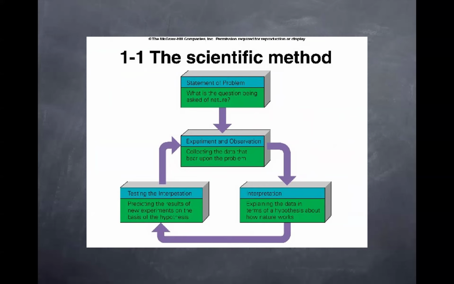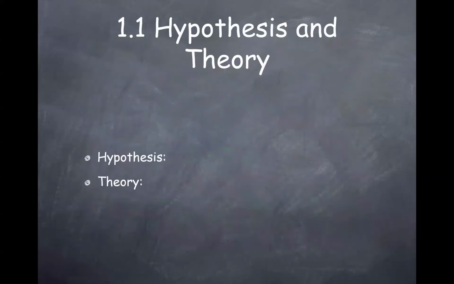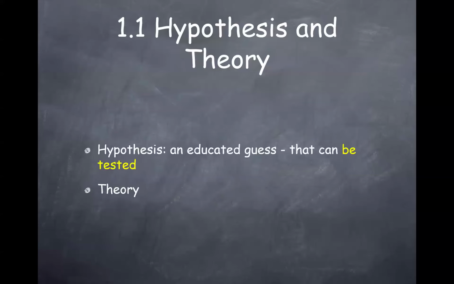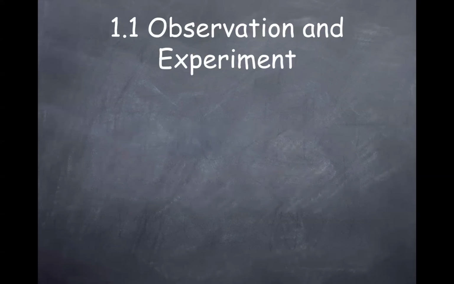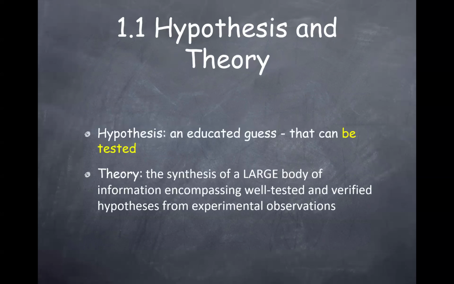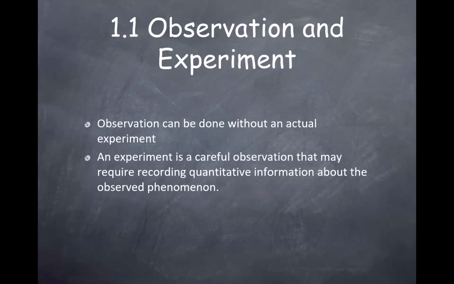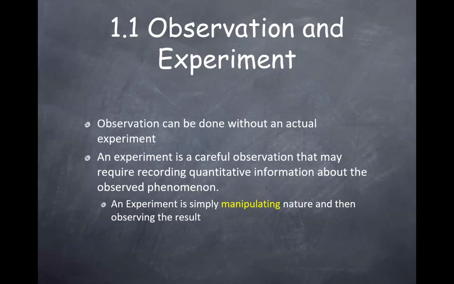Now, we talk about hypothesis and theory. So, what are hypotheses and theories? Well, a hypothesis is an educated guess that can be tested. A theory is a synthesis of a large body of information encompassing a well tested and verified hypothesis from the experimental observations. Now, an observation can be done without an actual experiment. An experiment is a careful observation that may require recording quantitative information about the observed phenomena. Basically, an experiment is simply manipulating nature and then observing the results.